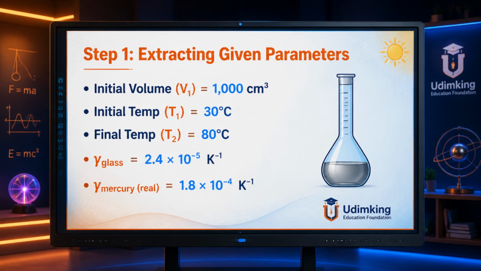To solve this cleanly, our first step is always to extract the parameters given to us in the problem statement. We have an initial volume of 1000 cubic centimeters. Our initial temperature is 30 degrees centigrade and our final temperature is 80 degrees centigrade. Finally, we write down our two separate cubic expansivity constants. Gamma glass is 2.4 times 10 to the power of -5 per Kelvin. And gamma mercury is 1.8 times 10 to the power of -4 per Kelvin.